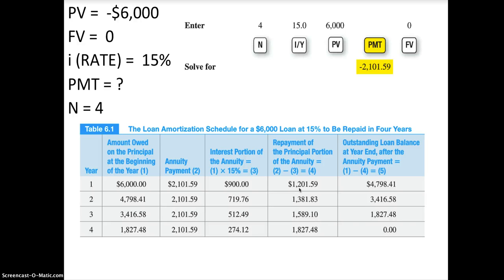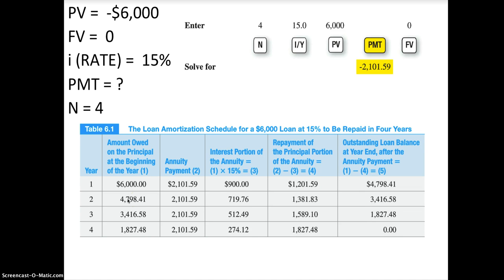$6,000. If you then take the amount that we paid off, the $1,201.59, and deduct it from our original balance of $6,000, you're left with, at the end of the first period or first year, a balance of $4,798.41. That carries over to the beginning of the second year, and we go through the process again.